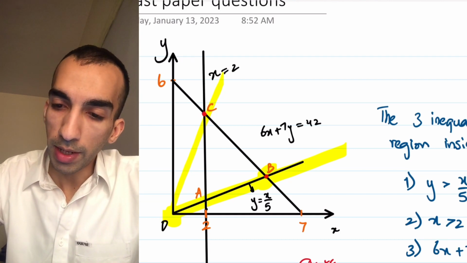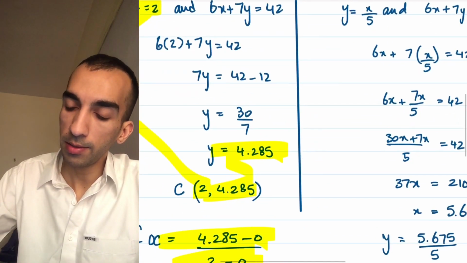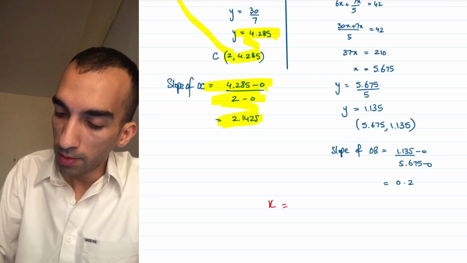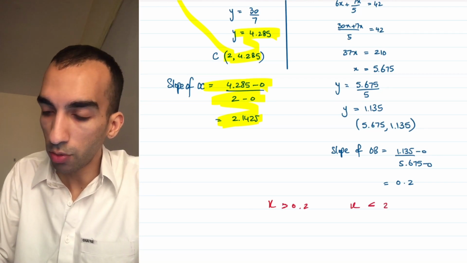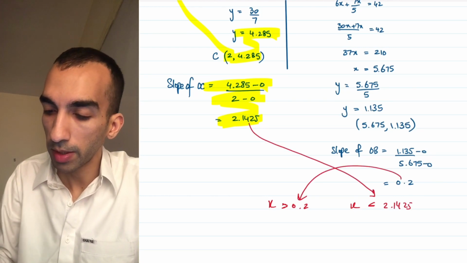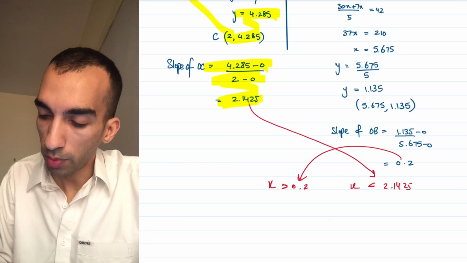So in order for my line to pass through triangle ABC, it has to be below this line and above this line. So I'll say the value of k should be greater than 0.2 and the value of k should be less than 2.1425. The 2 is from here, and the 0.2 is from here. What are the integer values greater than 0.2 and less than 2.14? 1 and 2.